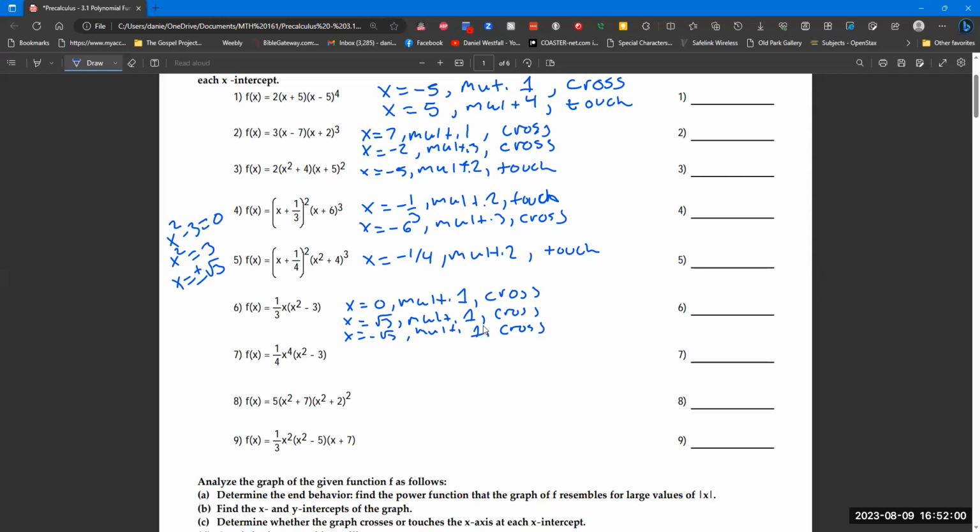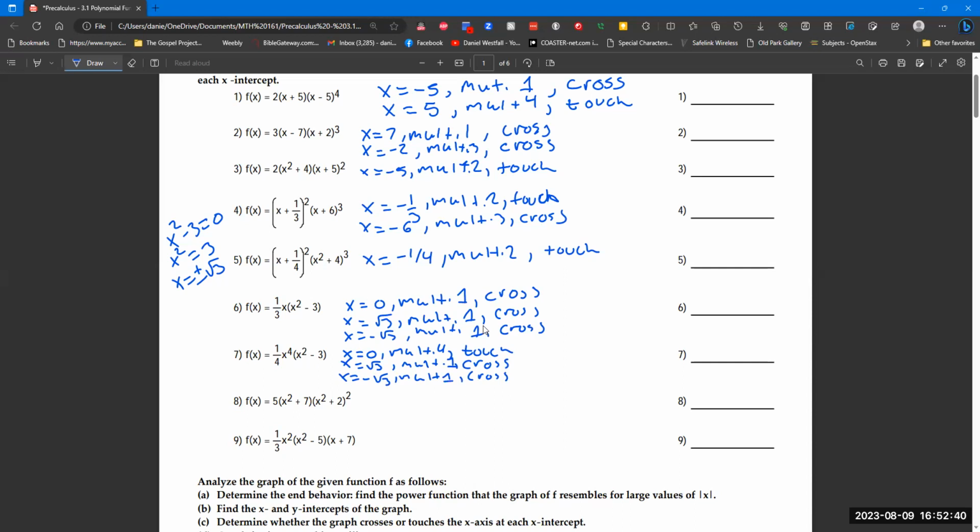Let's go ahead and find out now that x equals 0 is a 0 from this x to the 4th. That's a multiplicity of 4, which is an even multiplicity, so it's going to touch the x-axis there. X squared minus 3, again, we've already calculated that, so I won't do that again for you. Multiplicity 1 for each of these, which is going to be crossing, for that odd multiplicity.